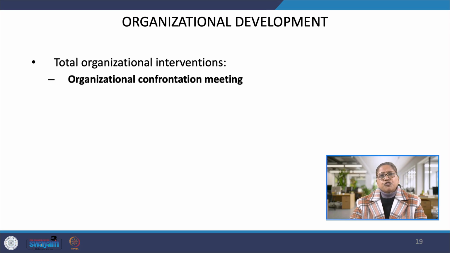Total organizational interventions, or organizational confrontation meetings, bring together all managers of an organization to confront the issue of whether the organization is effectively meeting its goals. So, during the change process, every organization faces some kind of issues or performance-related problems.